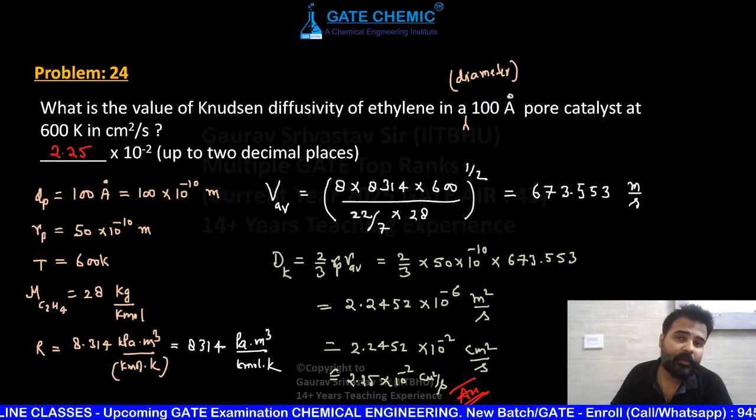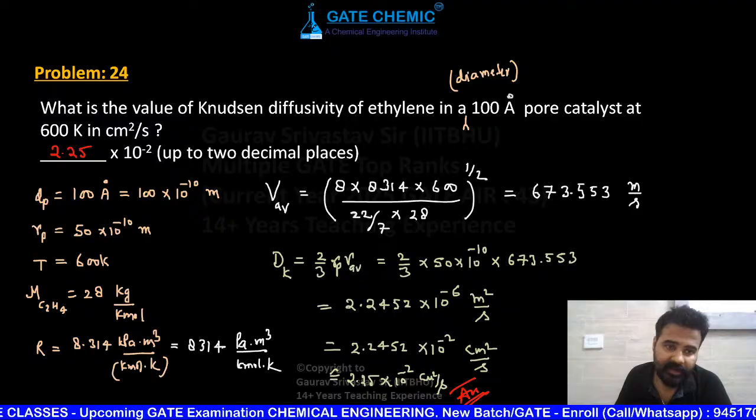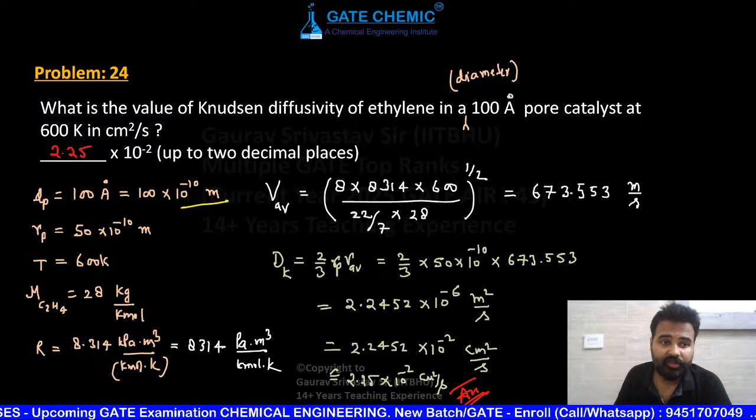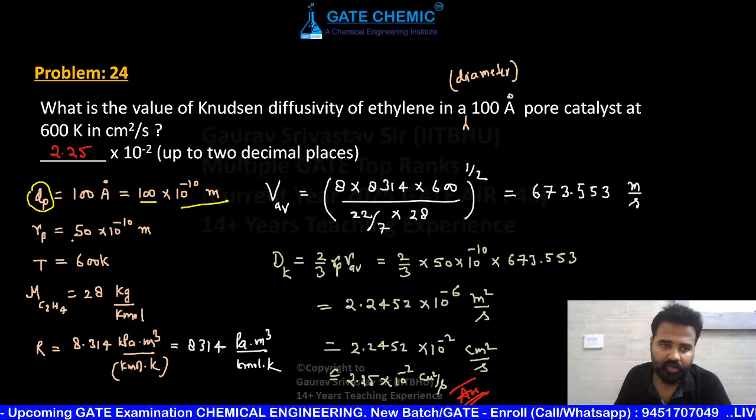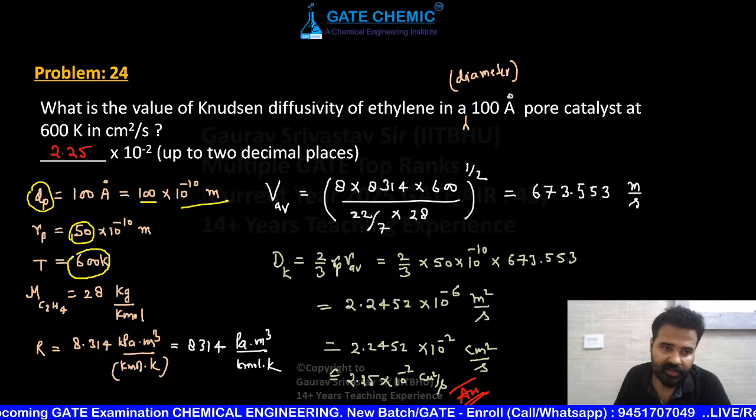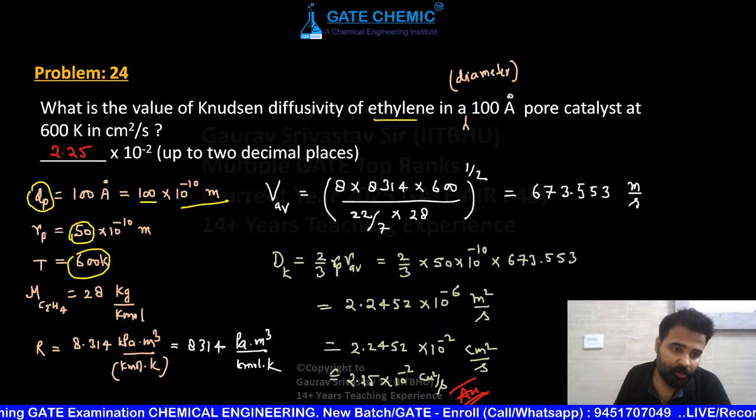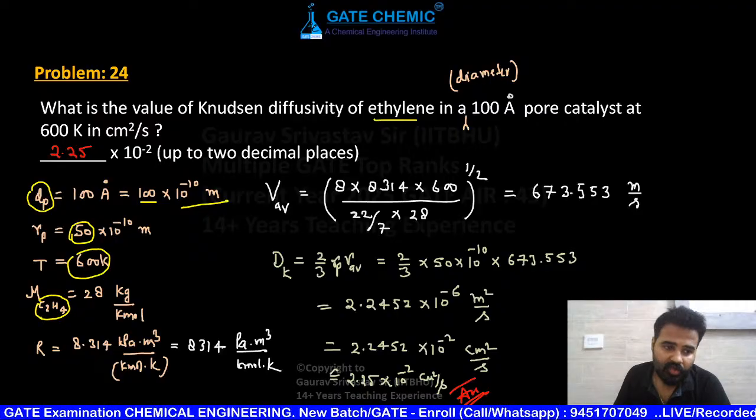Angstrom means 10 raised to power minus 10. So dp will be in meters, 100 into 10 raised to power minus 10. Rp, that is radius, is half of the diameter, so I am going to write 50. Temperature is given. Because ethylene is given, its formula is C2H4, so 12 times 2 is 24, plus 4, 28.